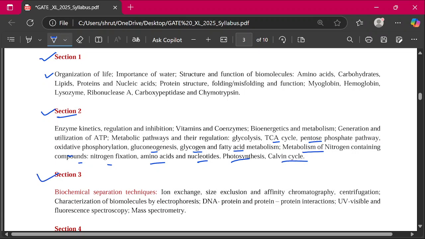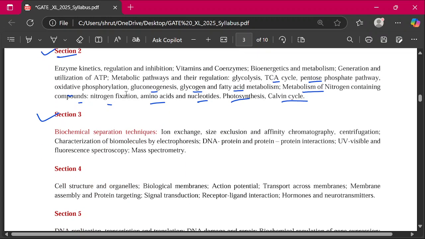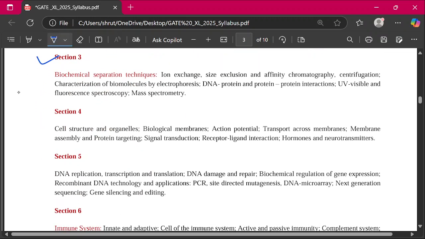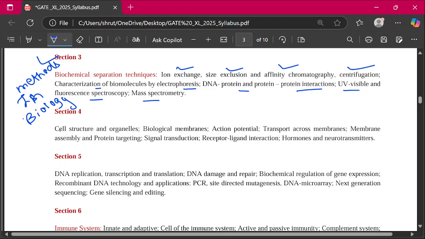Moving to section 3, which involves the biochemical separation techniques, which is a part of methods in biology, in which we have to study ion exchange, size exclusion and affinity chromatography, then centrifugation, characterization of biomolecules by electrophoresis, then DNA-protein and protein-protein interactions, UV-visible and fluorescence spectroscopy, then mass spectroscopy.